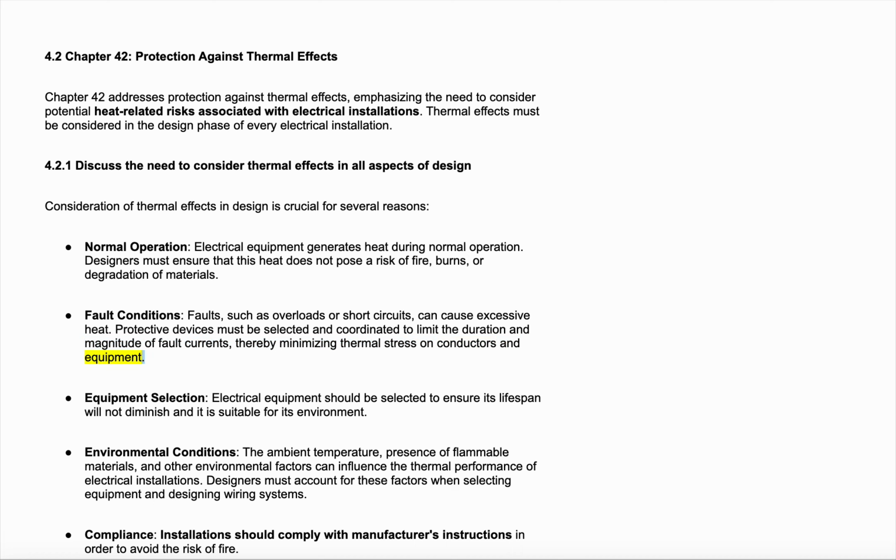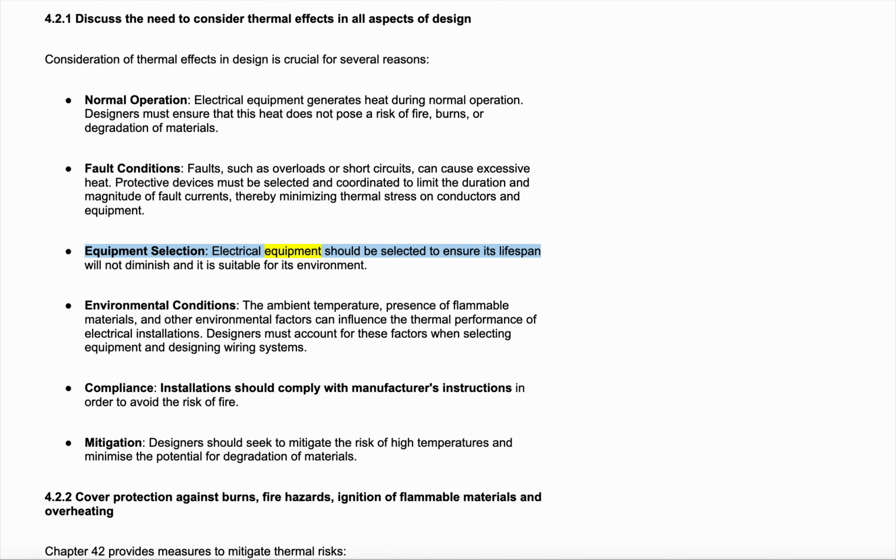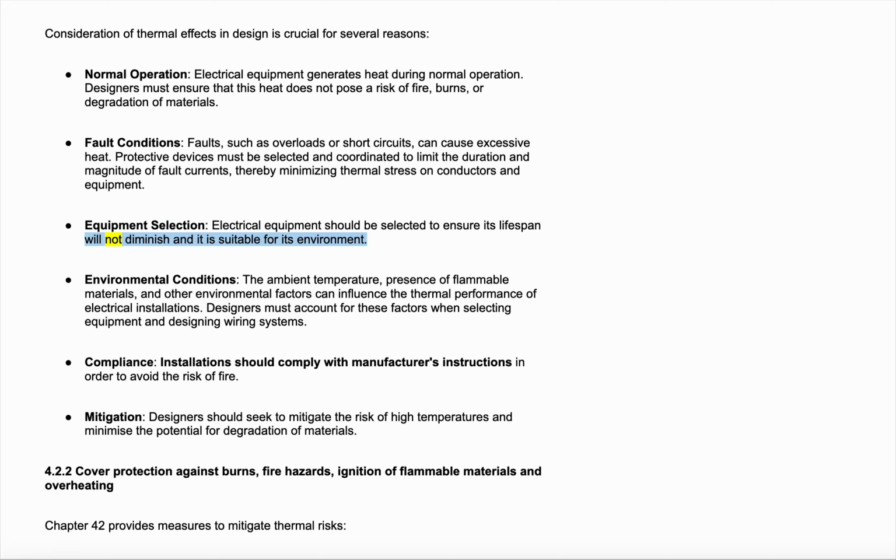on conductors and equipment. Equipment selection. Electrical equipment should be selected to ensure its lifespan will not diminish, and it is suitable for its environment. Environmental conditions. The ambient temperature, presence of flammable materials, and other environmental factors can influence the thermal performance of electrical installations. Designers must account for these factors when selecting equipment and designing wiring systems. Compliance. Installations should comply with manufacturer's instructions in order to avoid the risk of fire. Mitigation. Designers should seek to mitigate the risk of high temperatures and minimize the potential for degradation of materials.